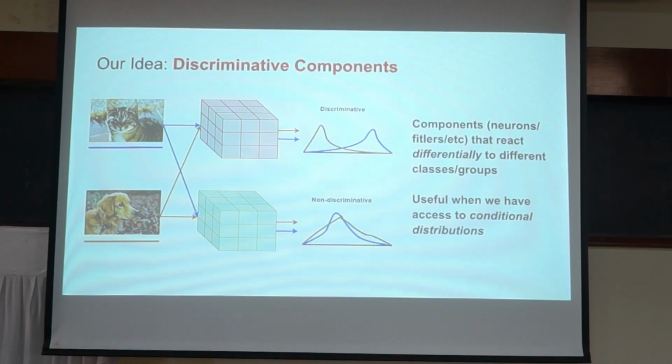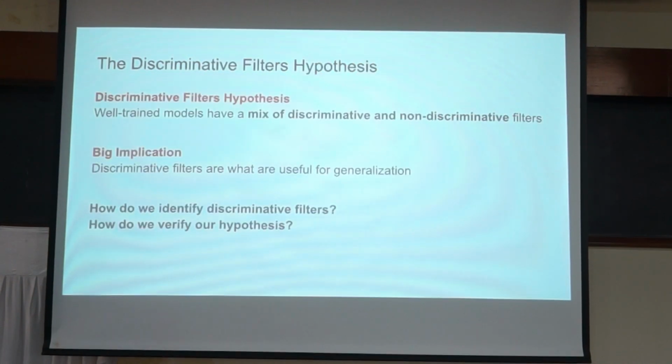Now the question is, how do you measure all of this? That's where you need a little bit of mathematical formalism. But the idea is that we solve the phenomenon. Then I said, okay, let's put forward a hypothesis: if it's a well-trained model, you should have a mix of discriminative and non-discriminative filters. When I say mix, it is very important.